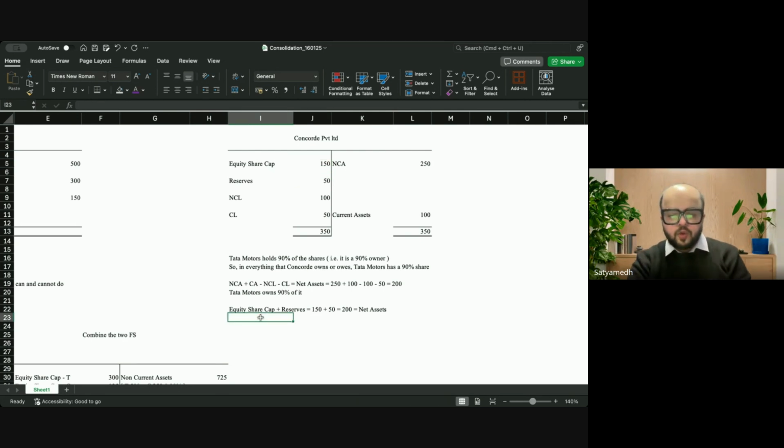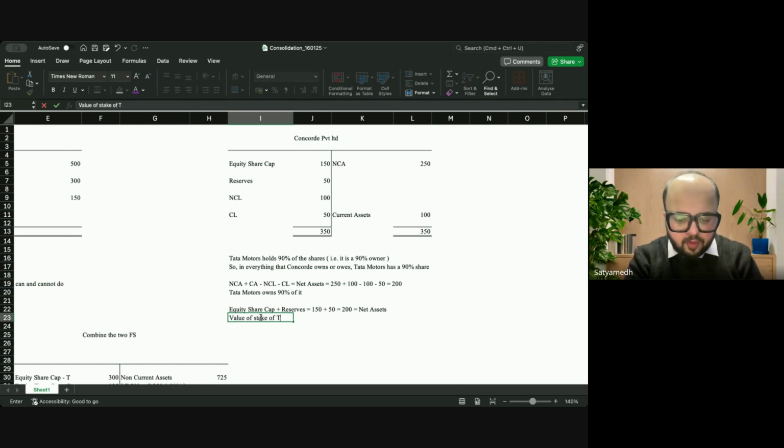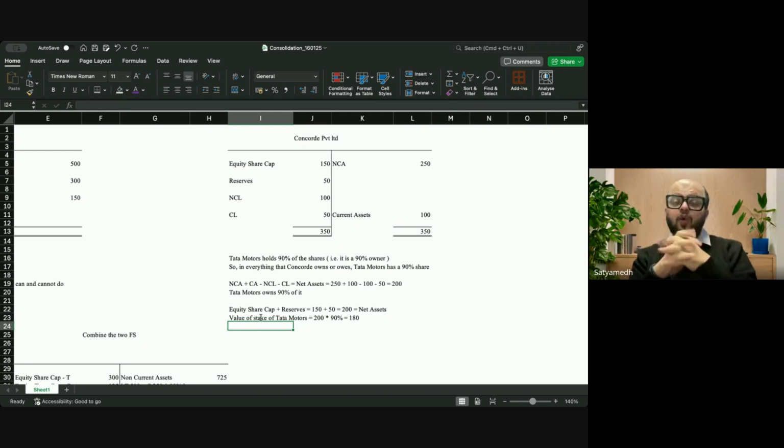So what is the value of the stake of Tata Motors? Don't you think it is 200 into 90%, that is 180? Total net assets, or owners' fund, the owners' money, is 200, and out of that 90% belongs to Tata Motors. So when 90% belongs to Tata Motors, what is the value of their share? The value of their holding, the value of their stake, the value of their interest in the company is how much? It is 180. Okay.